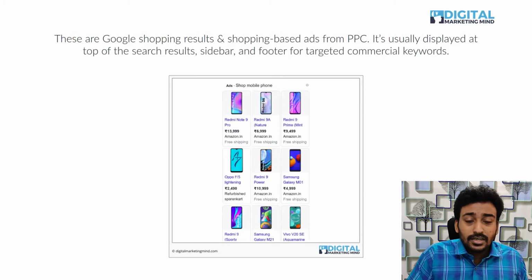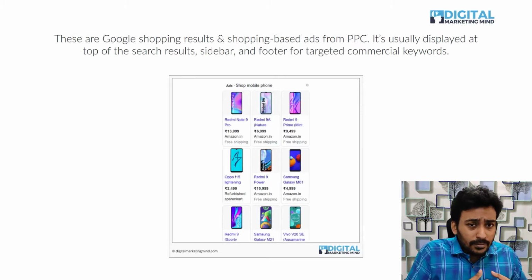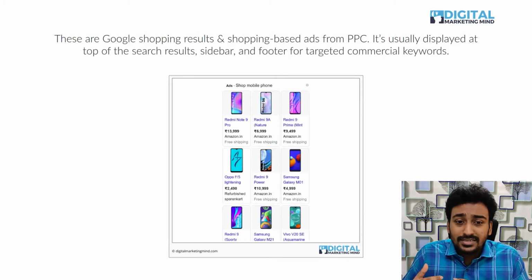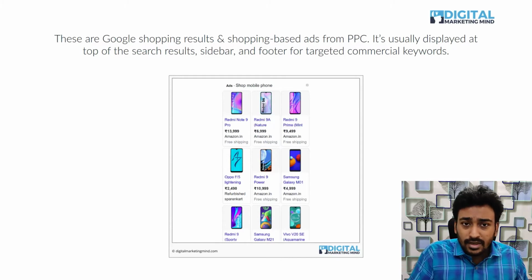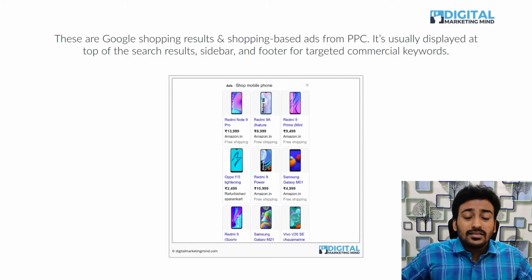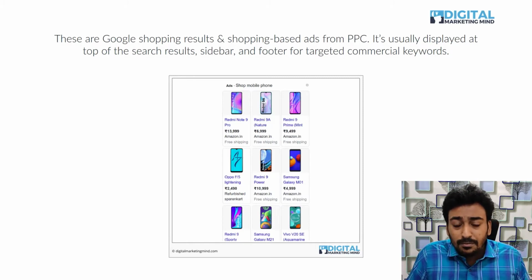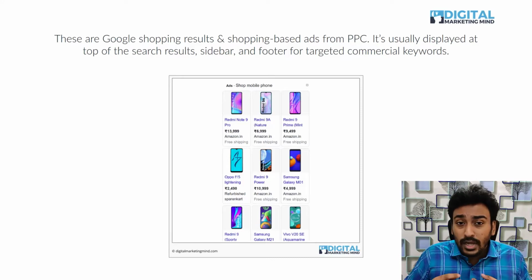The next snippet is known as Google Shopping Result or Shopping Based Ads from PPC. It is usually displayed the same as PPC at the top, footer and sidebar, but you would see this kind of snippet mainly for commercial intent keywords or product keywords.